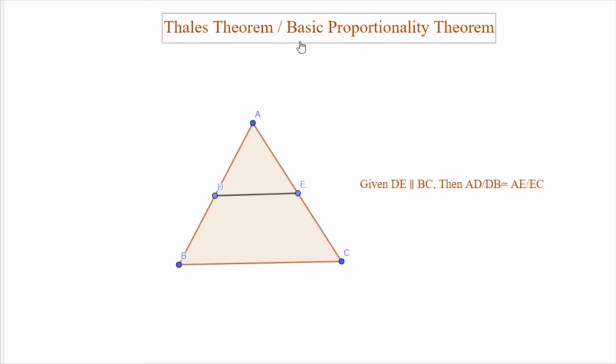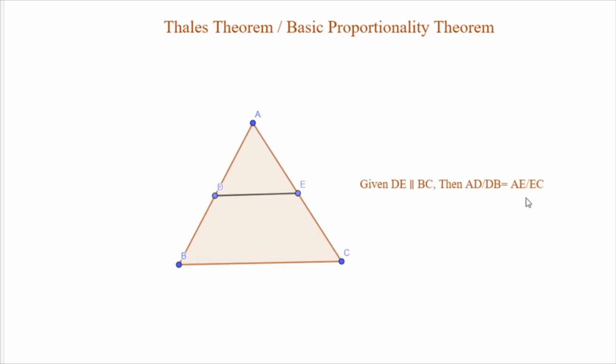Thales's theorem, or basic proportionality theorem, states that given a triangle ABC, if you draw a line DE parallel to BC, then the ratio of AD to DB should be equal to the ratio of AE to EC. Here, AD and AE are sides of the triangle that is newly formed, which is ADE.